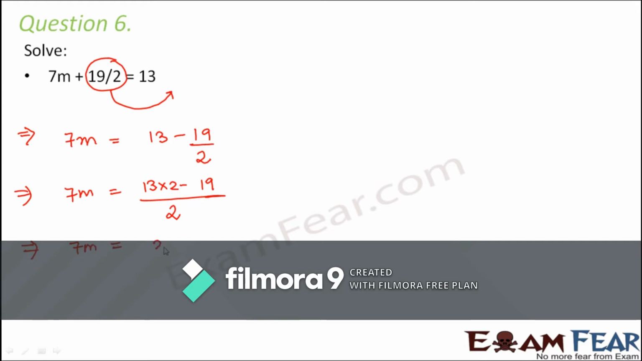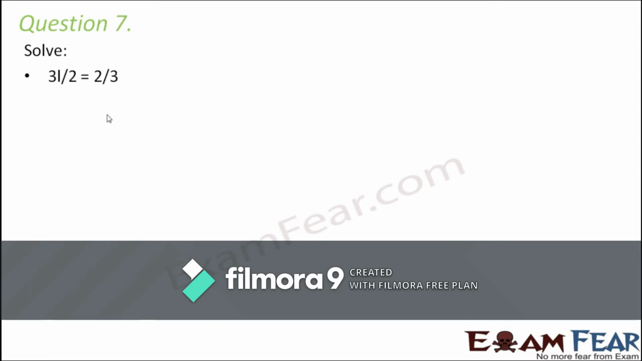So 7m is equal to 26 minus 19 by 2, or we can say that 7m is equal to 7 by 2. Now here it is 7 into m. So only m would be equal to 7 by 2 divided by 7. So this is nothing but 7 by 2 into 1 by 7. So 7 and 7 will cancel out. Therefore, m is equal to 1 by 2 is the solution for this equation.